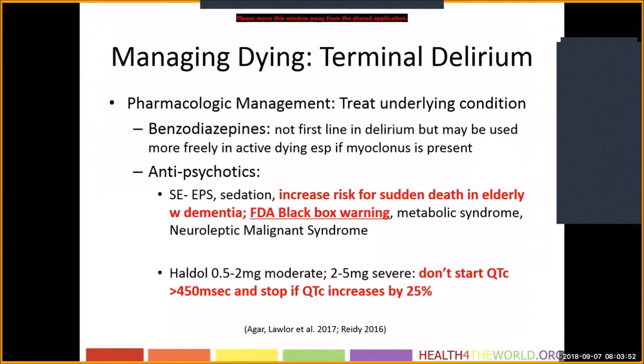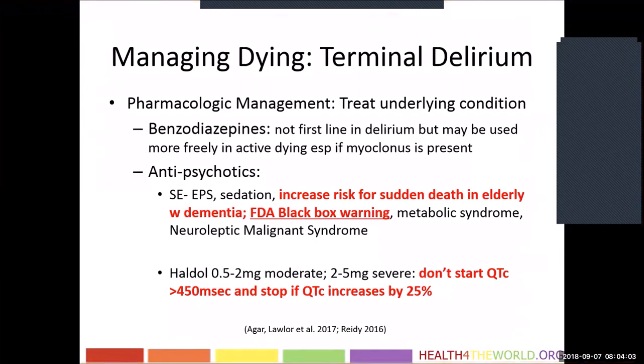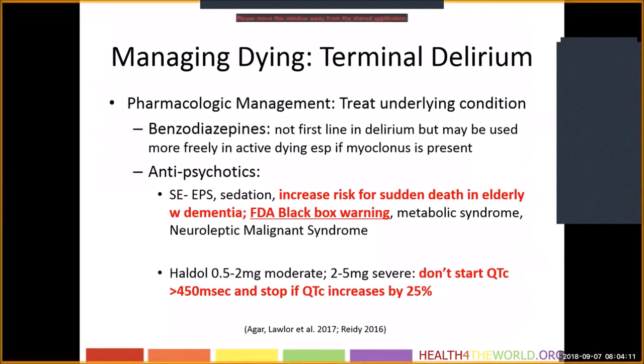If you're going to use an antipsychotic, Haldol or haloperidol, 0.5 milligrams to 2 milligrams for moderate, 2 to 5 milligrams for severe. You're probably not going to be checking EKGs, or electrocardiograms, at this time. But if you were maybe in the pre-active phase, or you're not sure you're in the pre-active phase, but you think it might be 2 weeks, then you may consider checking an electrocardiogram. And if their QTc is greater than 450 milliseconds, you might not use haloperidol, or you might stop it if you obtain another electrocardiogram and it increases by 25%.